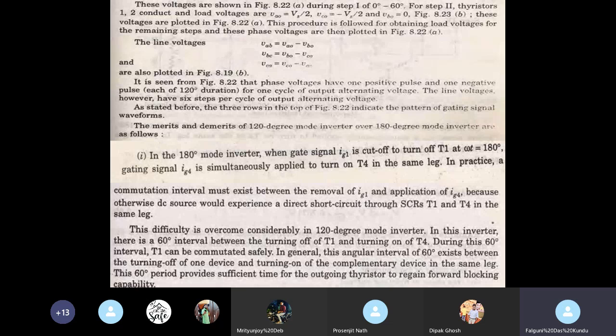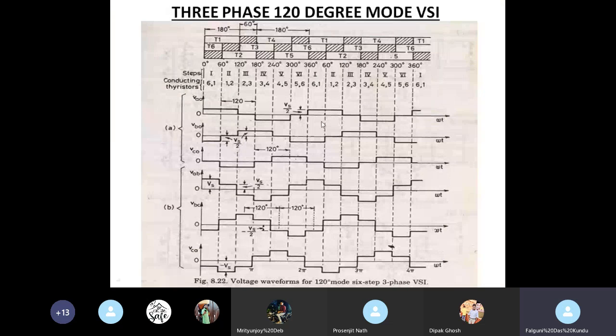This difficulty is overcome considerably in the 120 degree mode inverter, because there is some off period. There is a 60 degree interval between the turning off of T1 and the turning on of T4. During this 60 degree interval, T1 can commutate safely. Commutation means to turn off. After these discussions on the 3-phase 120 degree mode and the performance parameters, we first discuss the commutation of the inverter.